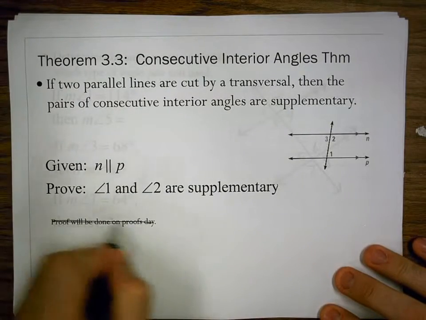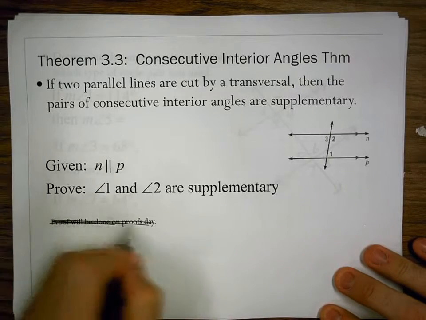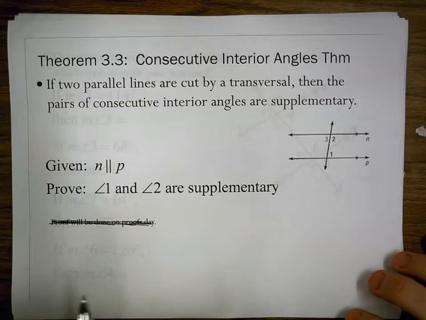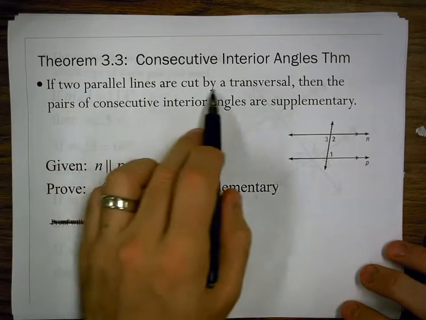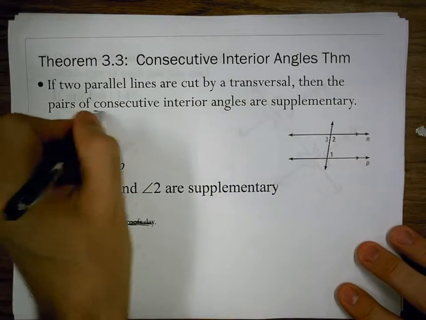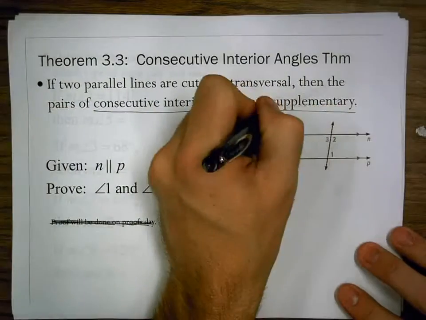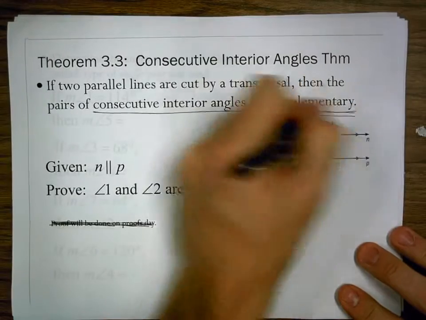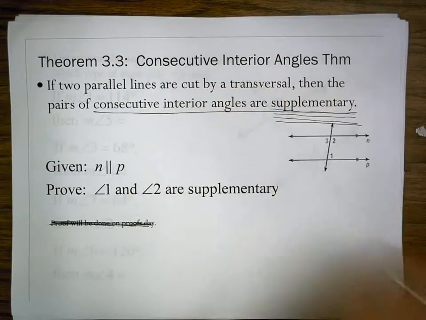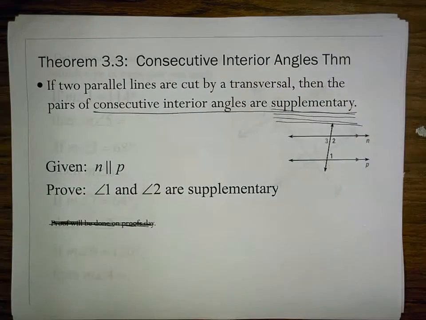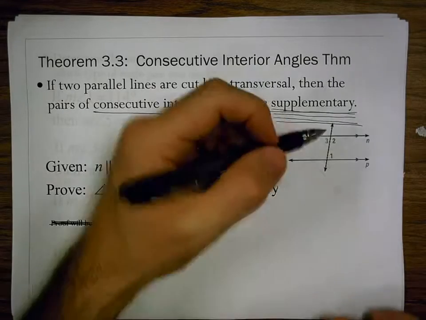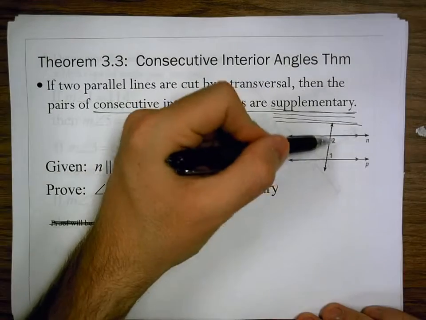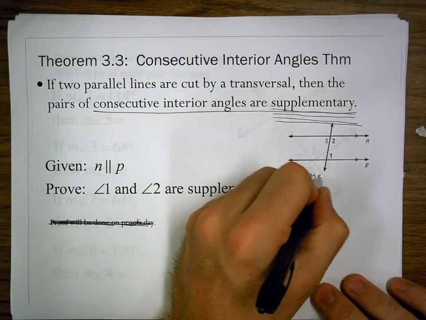Now, our last one here is consecutive interior. This one is different. Two parallel lines are cut by a transversal, then the pairs of consecutive interior angles are supplementary, not congruent. That is an important one. We do not want to lump those in with the other ones saying that they are congruent. Consecutive interior angles are supplementary. So we're saying that these two angles, 1 and 2, will add to 180.